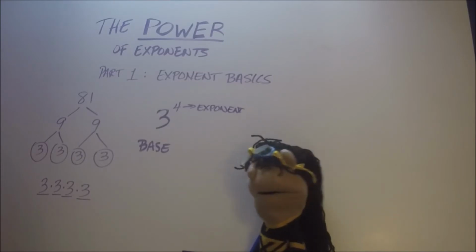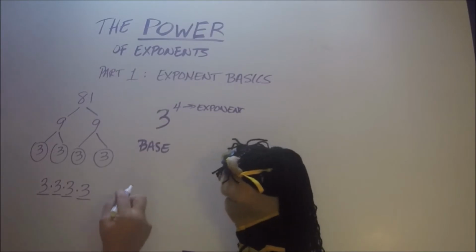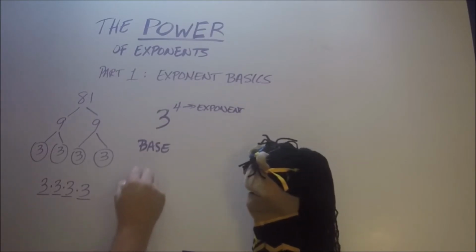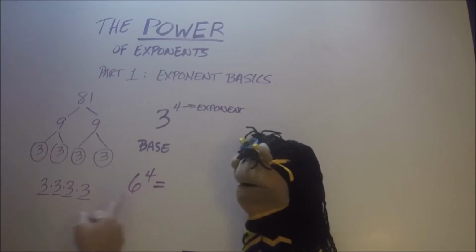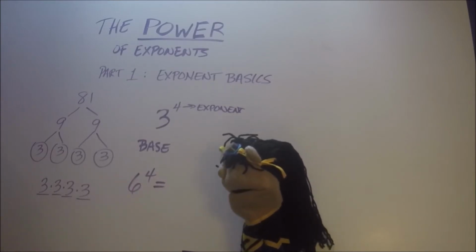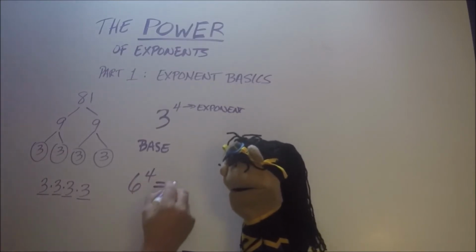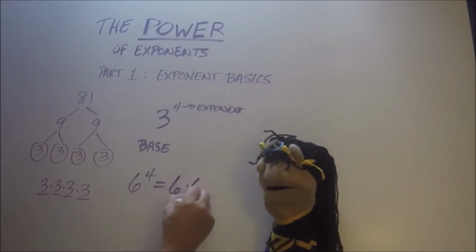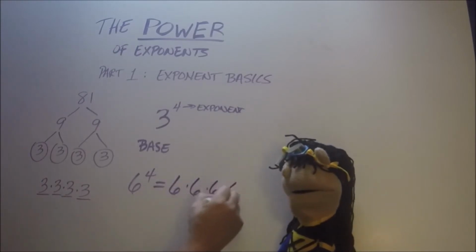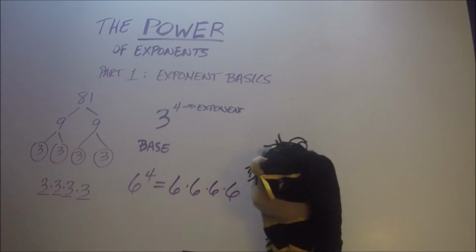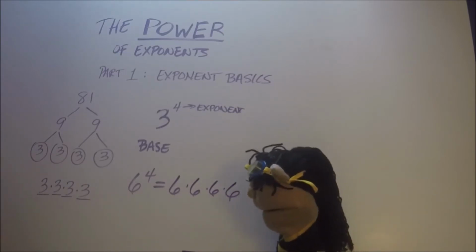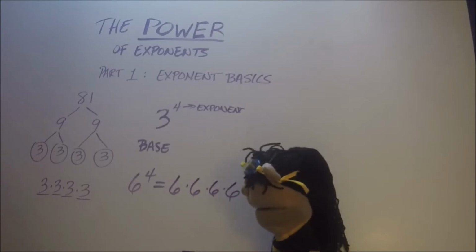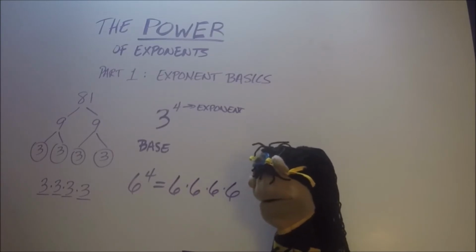Now, what if we're trying to move it back again? What if, for example, I have 6 to the 4th power? Absissa, how many factors of 6 would I write? 4. That's right. So I would write 6 times 6 times 6 times 6. And that's what we call expanded form. Any questions so far? No. All right. We'll be right back.